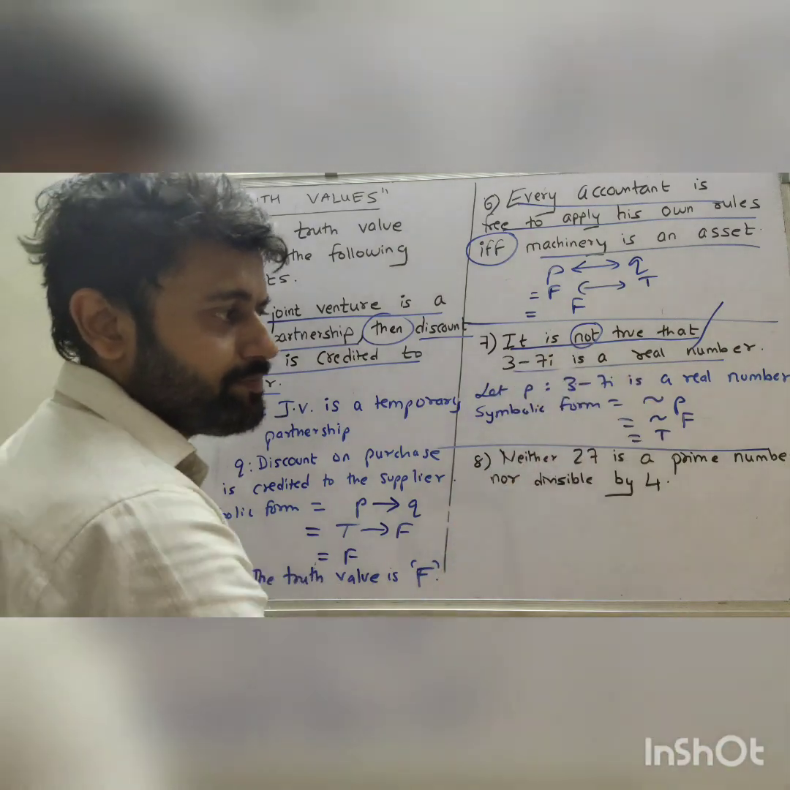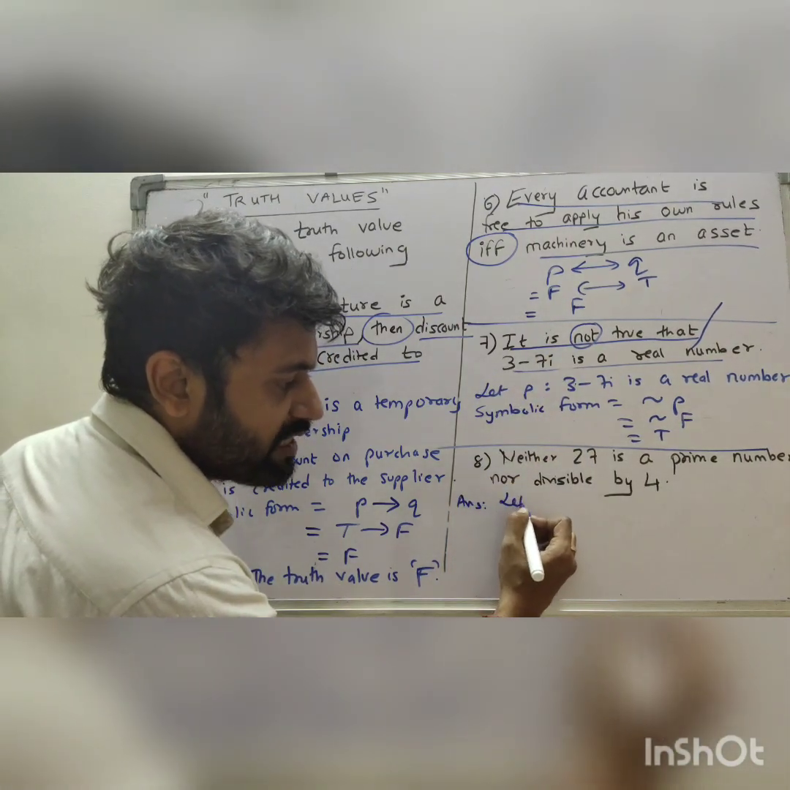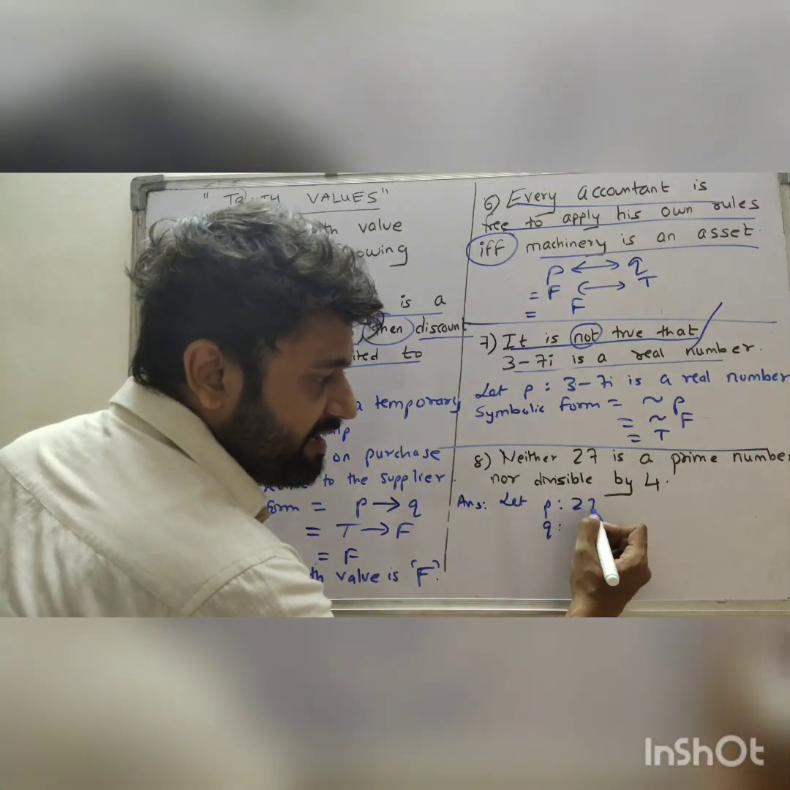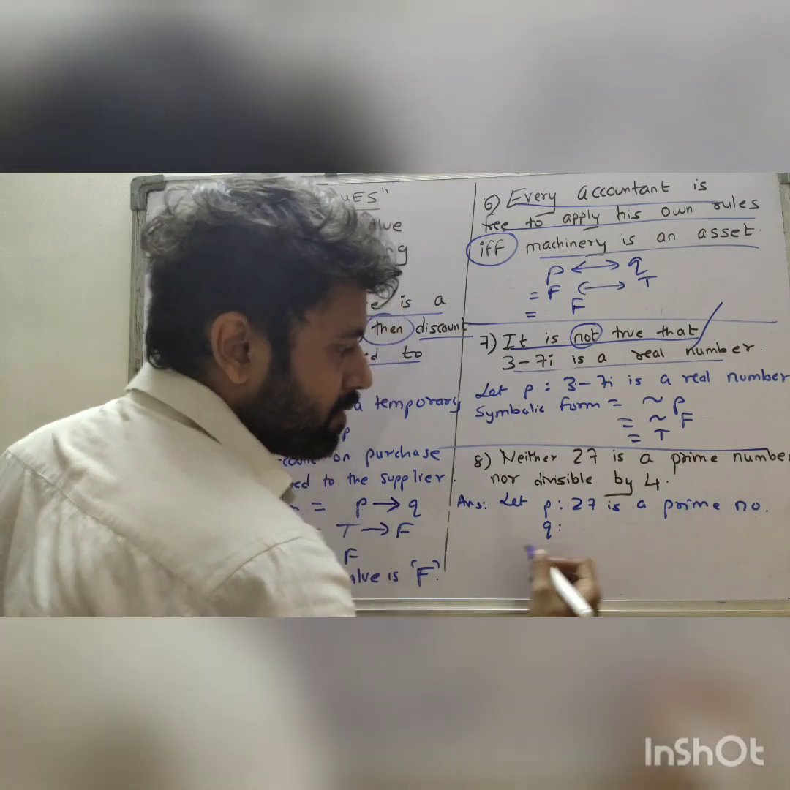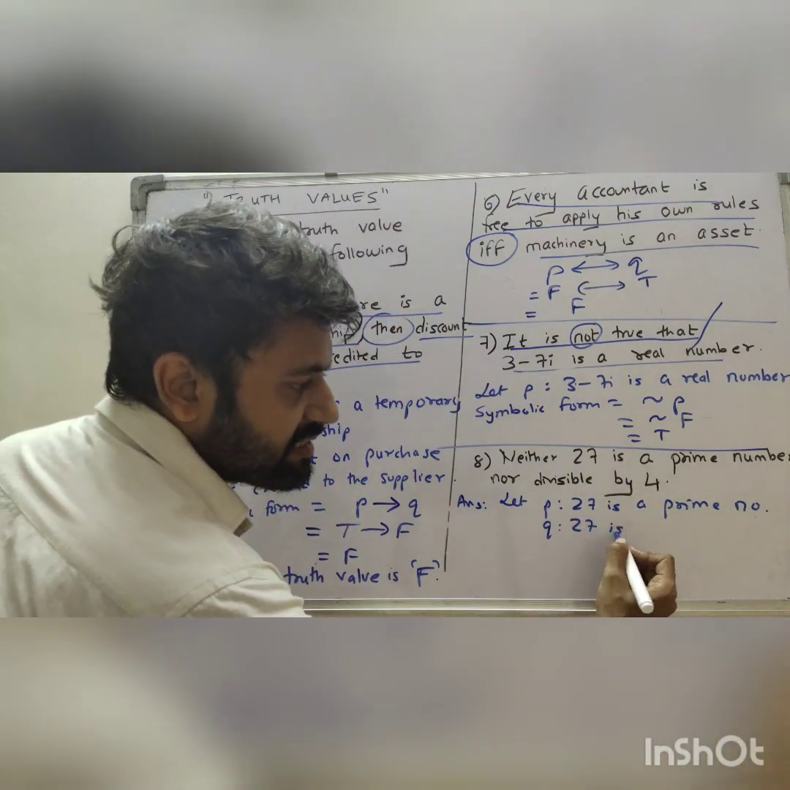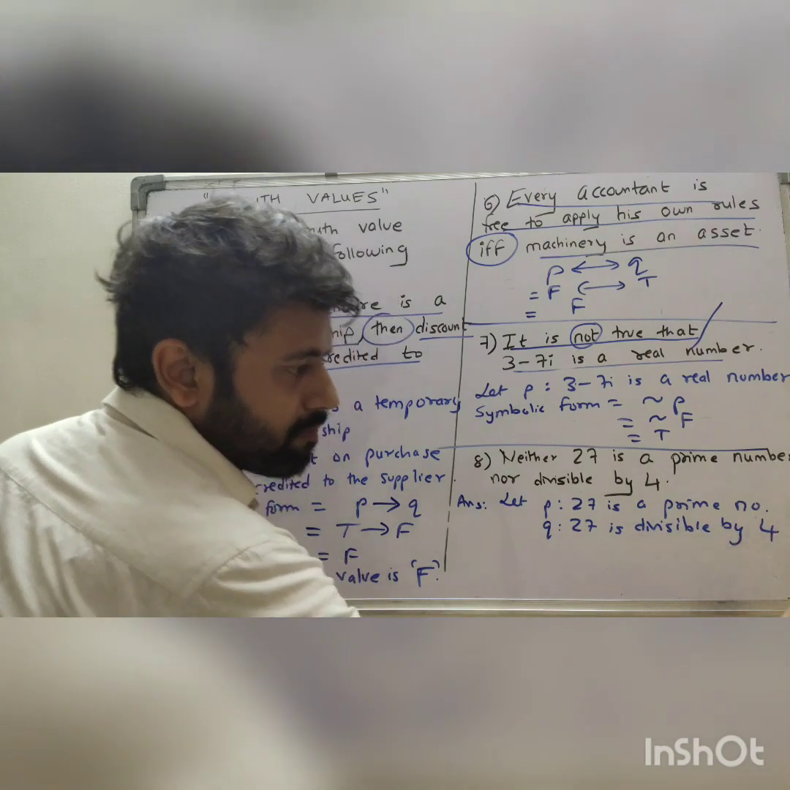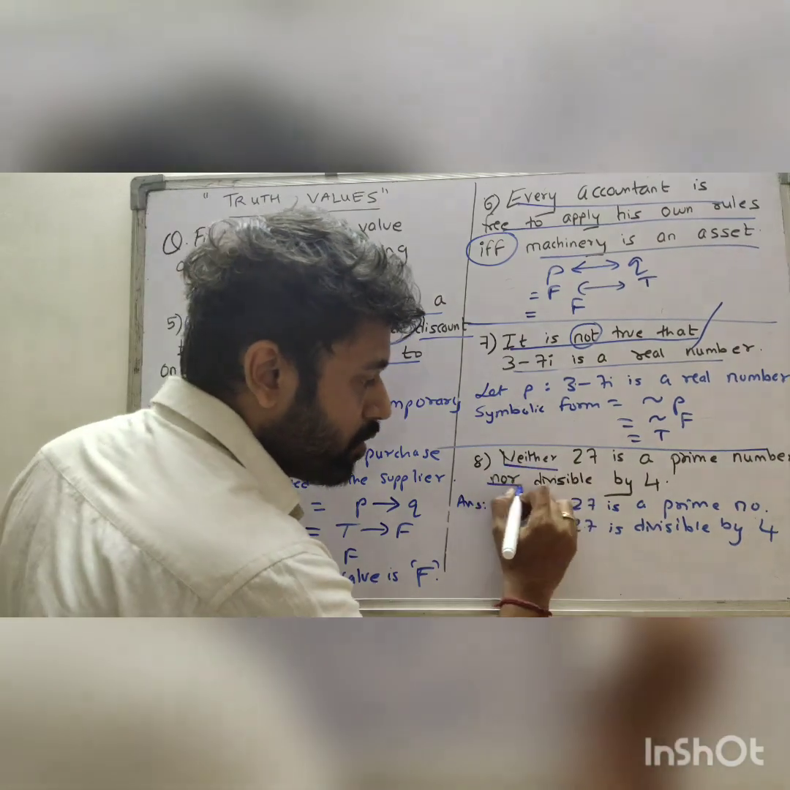Check this properly. The next, you have two statements again, P and Q. P is 27 is a prime number. Q is 27 is divisible by 4. Neither nor.